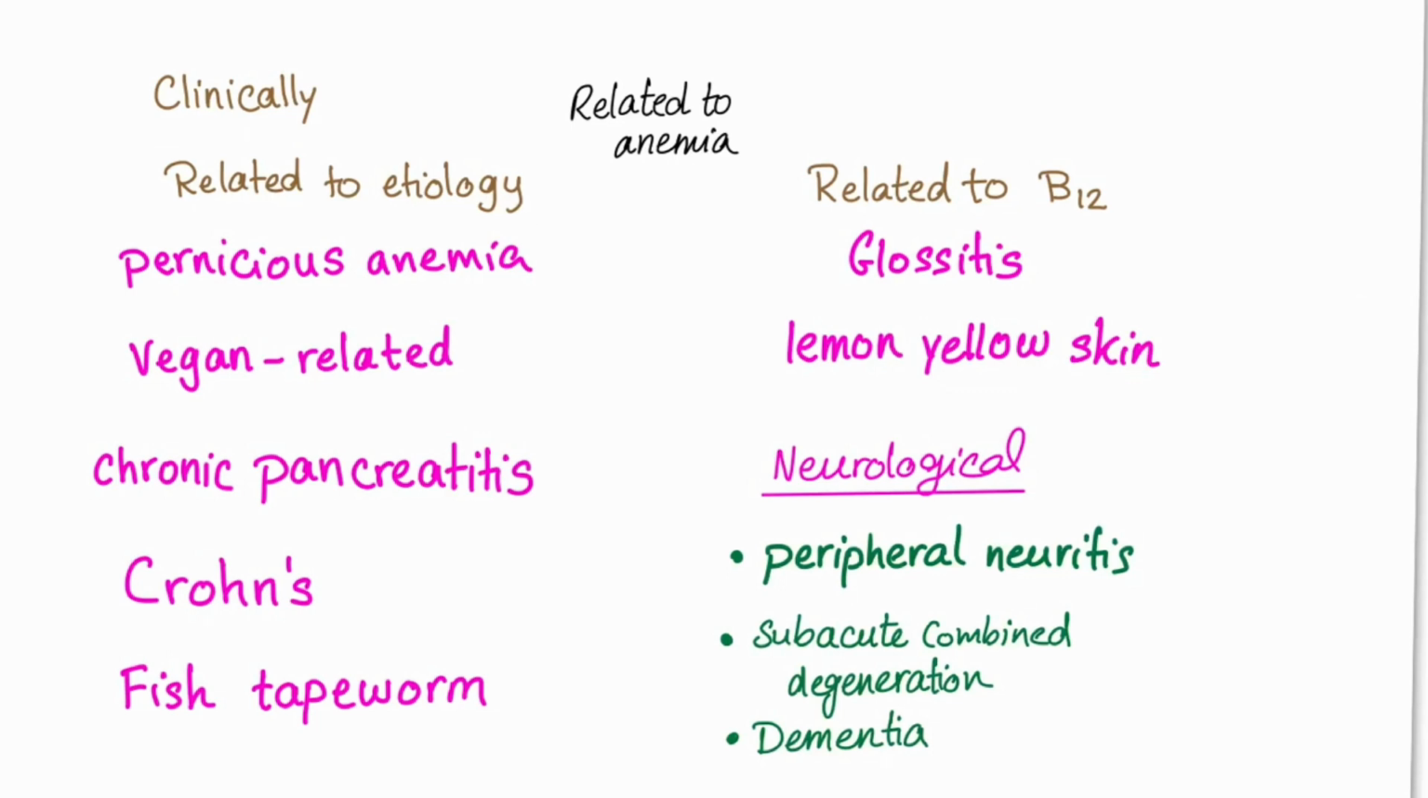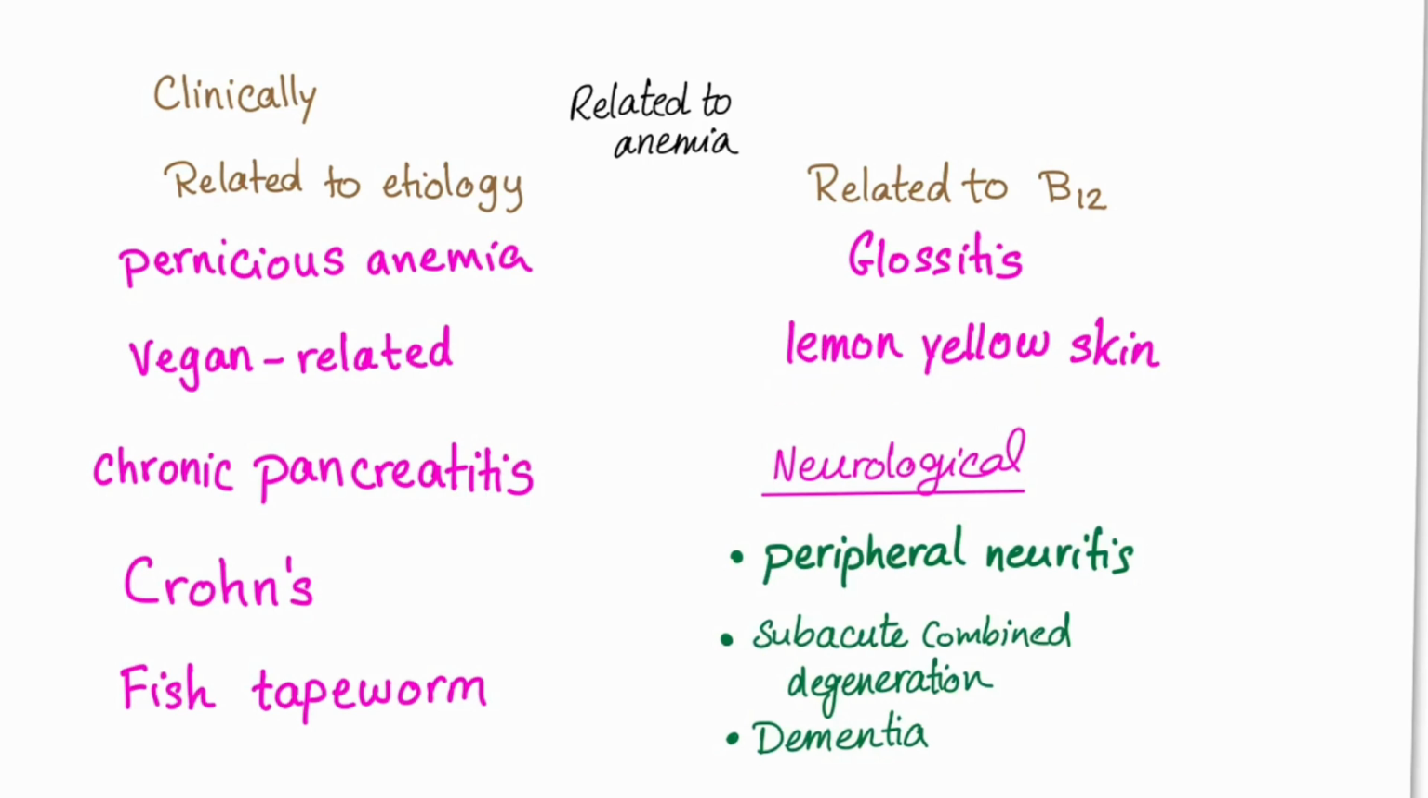Okay, what are the clinical signs and symptoms? We have some clinical signs and symptoms related to the etiology, related to anemia, or related to vitamin B12. Related to the etiology, I've mentioned them before: vegan diet, pernicious anemia, chronic pancreatitis, Crohn's disease, fish tapeworm, ileal resection, etc. Related to anemia, same symptoms: tired and pale. Sometimes I can get angina, sometimes I have a murmur, also headache, exercise intolerance, etc. Related to the vitamin B12 itself, glossitis. And if you have watched my video on the oral changes in different diseases, I've mentioned a lot of other diseases as well.